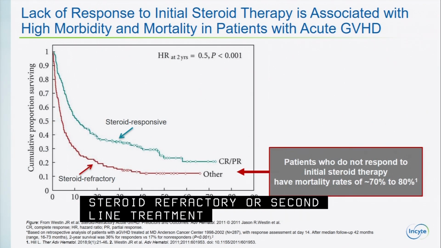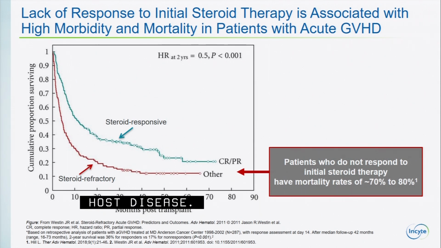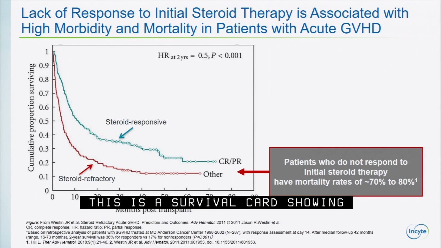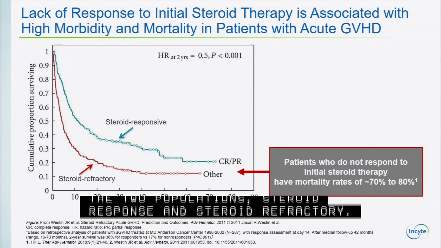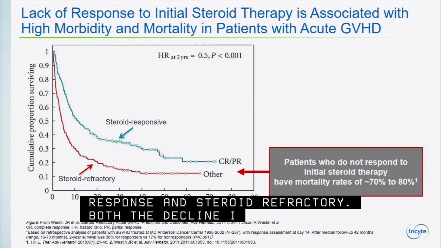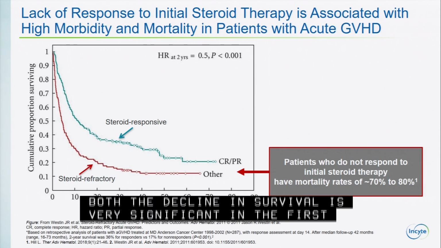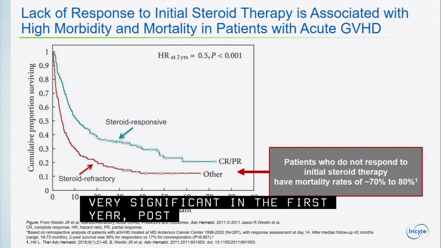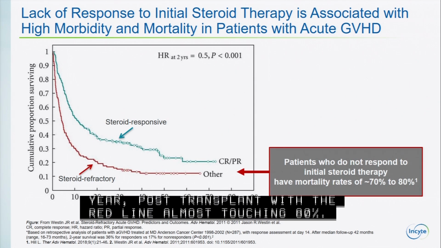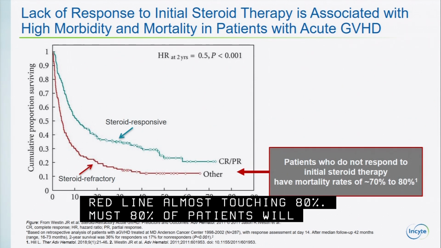So this is just a survival curve showing the two populations, the steroid responsive and the steroid refractory. As you can see, the decline in survival is very significant in the first year post-transplant, with the red line almost touching 80%. So only 20% of patients will be alive at 1 year with the steroid refractory disease. So certainly a very grave complication of acute graft-versus-host disease.